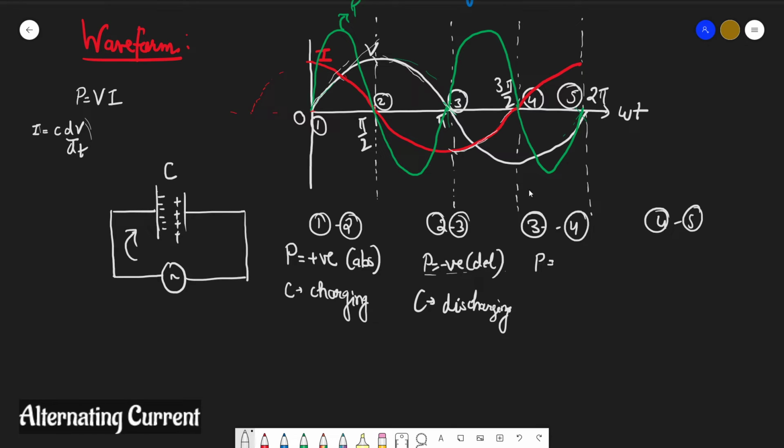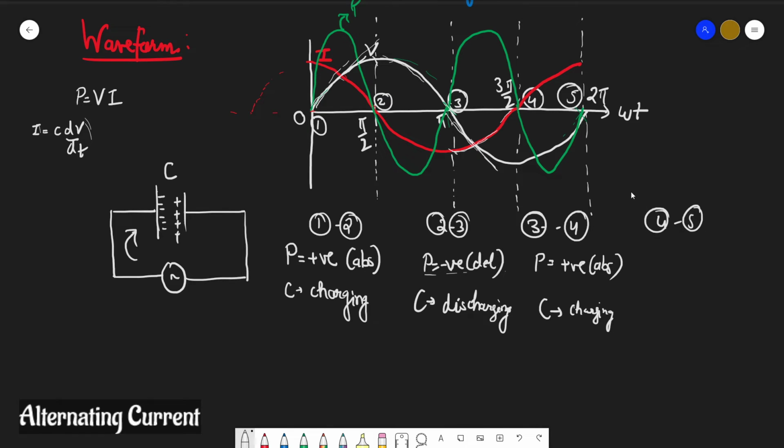Obviously the power is positive, with both negative voltage and current. So power is positive, which means it is getting absorbed. And the status of C, you can see, is again charging now, but the slope is increasing in the reverse direction. From 1 to 2 it was increasing in the positive direction, now it is increasing in the negative direction. So the capacitance, you can see it is charging, but now in the opposite direction. That's why the polarity is now getting reversed in this cycle.